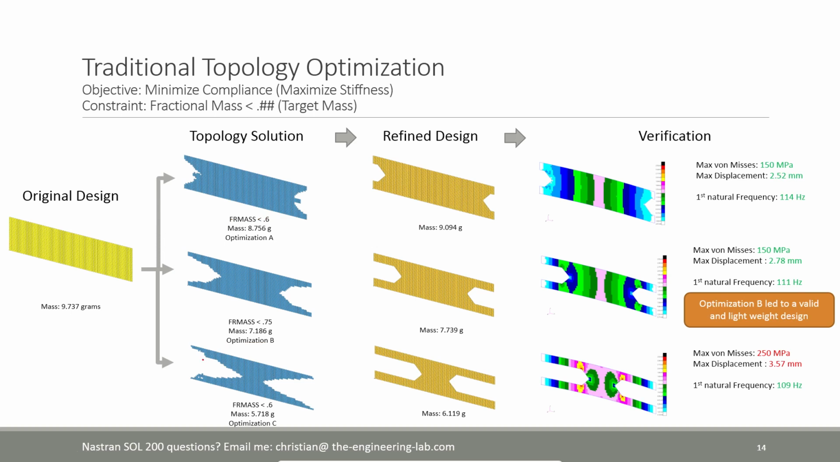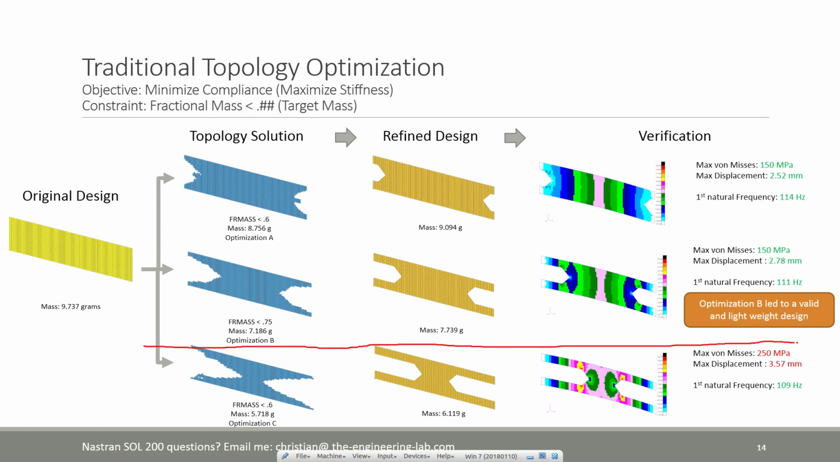Now, let's suppose that you go through this process and you find out that at the end, like this example here, so let me draw our line. Let's suppose that you targeted a mass reduction of 40%. So that would be equivalent to saying FR mass is less than 0.6. And then you perform this refinement of the design. You then perform your verification analysis, and then you find out that your von Mises stress and your displacement are beyond your limits. So this entire topology solution is not adequate.